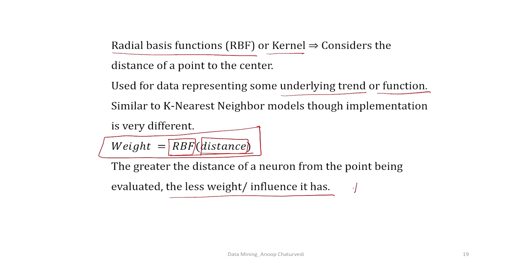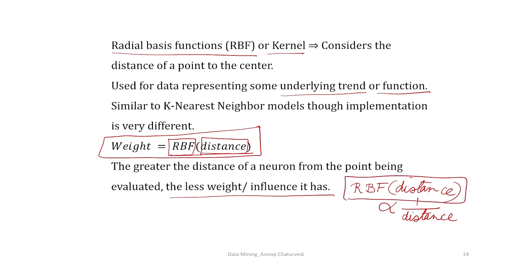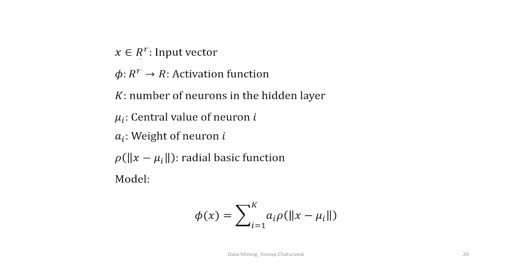Usually this RBF of distance is inversely proportional to the distance. As the distance increases, this weight decreases. Now, suppose x belongs to R, this is the input vector, and phi is some activation function or the radial basis function, which maps from R to R.